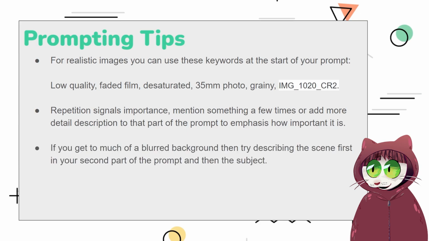If you get too much of a blurred background, there's a little trick you can try. It's not always successful, but you can describe the scene first in your prompt and then afterwards describe the subject, but don't put as much detail into the description of the subject. And that can help to make the background the focus of the image.